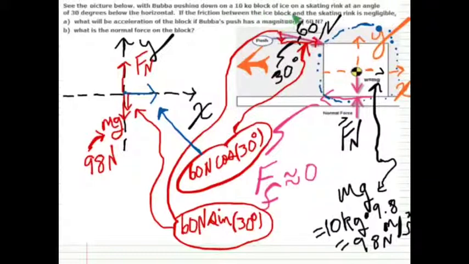If the friction between the block and the skating rink is negligible, A, what's the acceleration of the block if Bubba's push has a magnitude of 60 newtons? B, what is the normal force on the block?